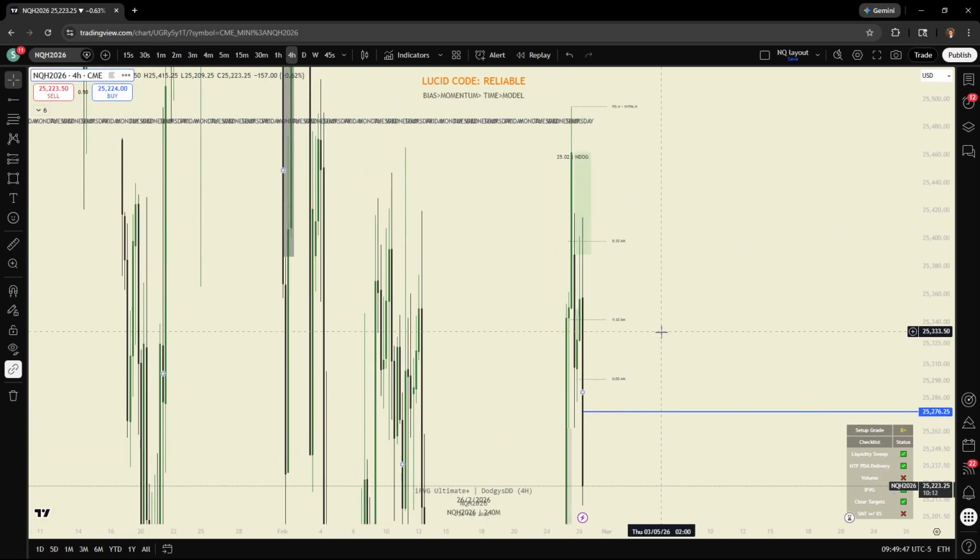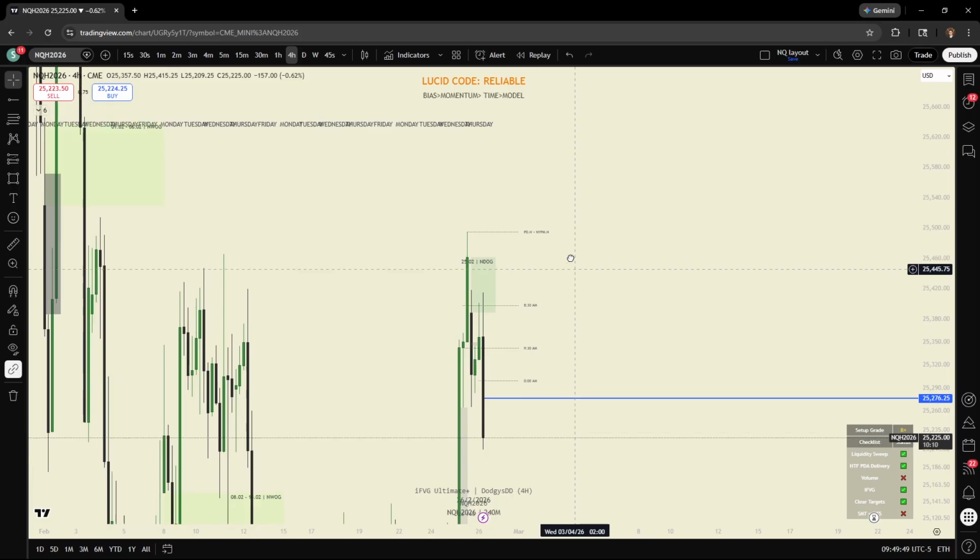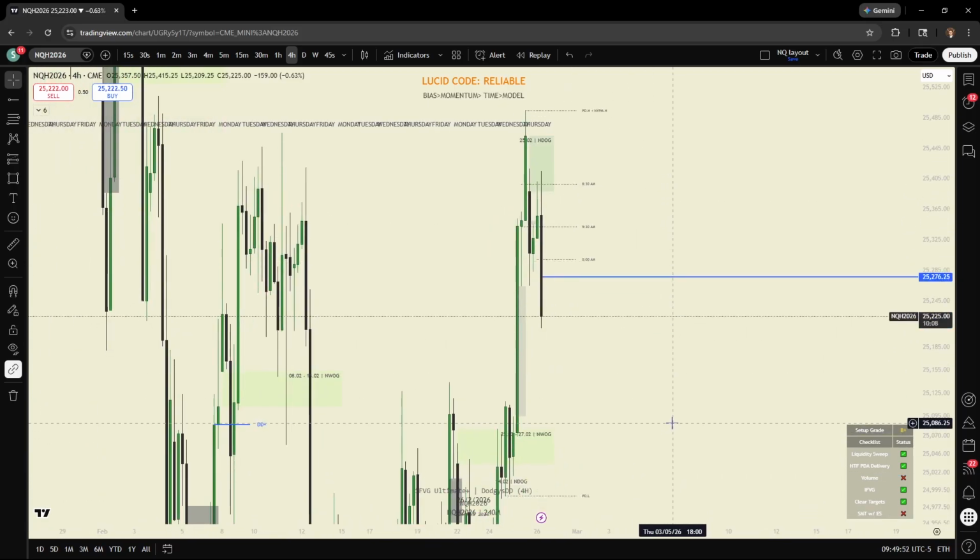I don't really use OBs as a target. But yeah, I'd be looking for 50% down here, balancing this whole 4 hour gap. So sure.